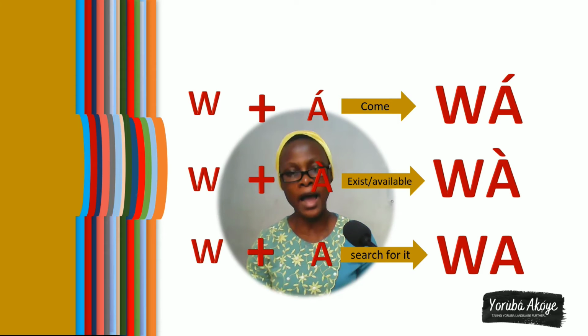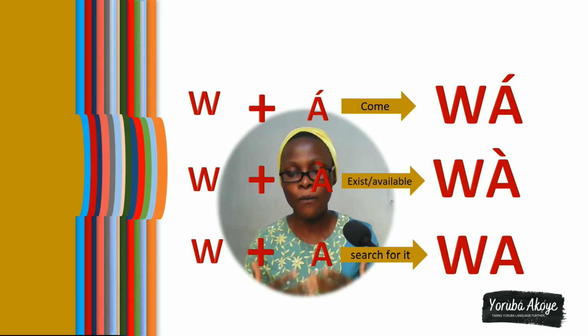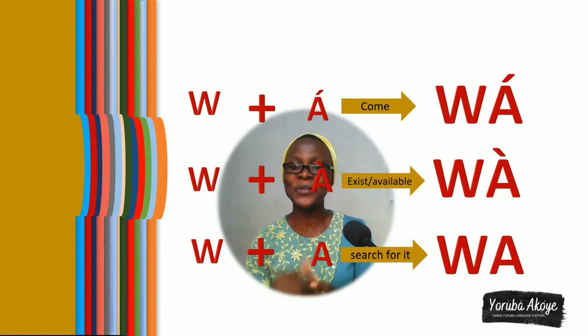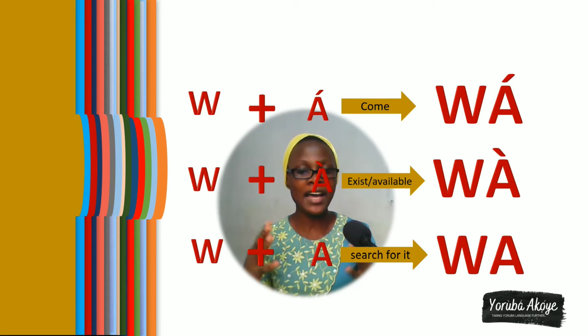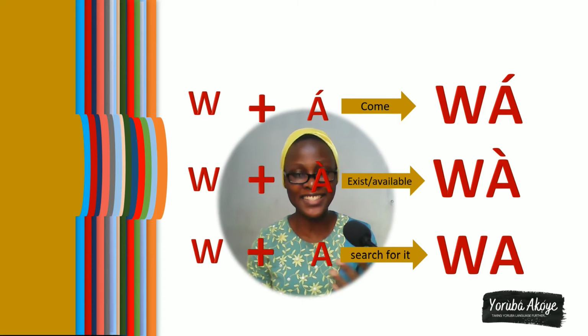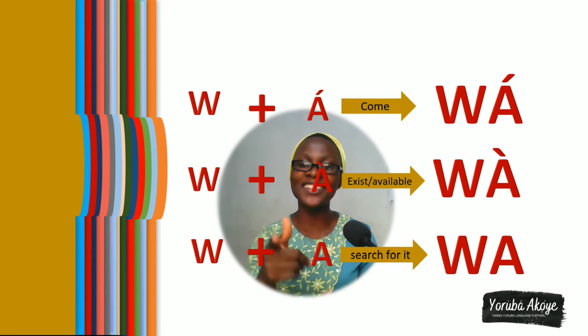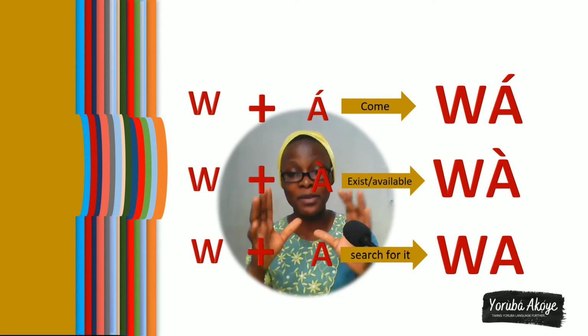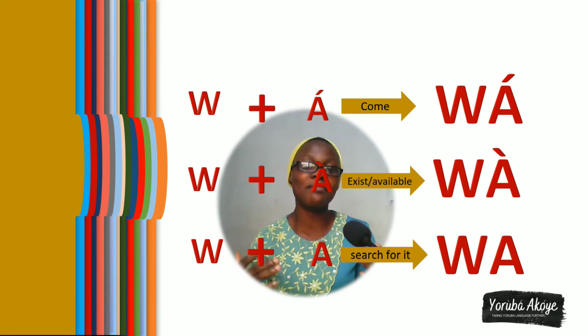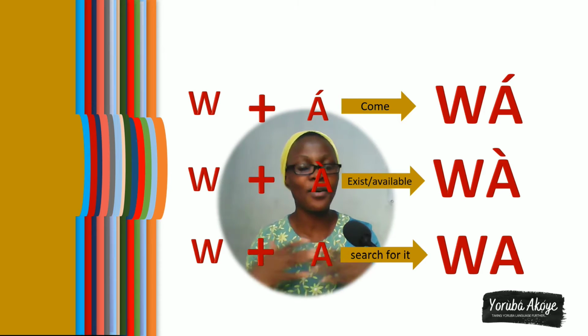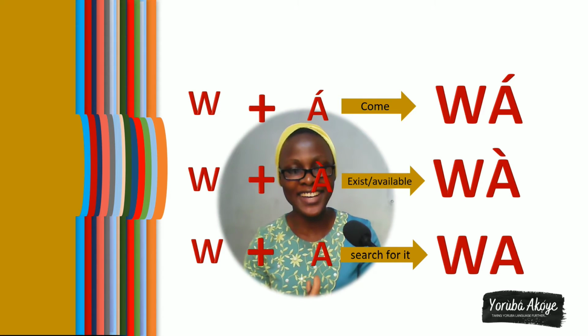It gives you a. So if you apply a and we, it gives you wa. Okay, wa. So this one on its own has its own meaning, and it could be used as a complete sentence, which means search for it. And we also have a word that looks exactly like this in the Yoruba pronoun system, and that word means we or us. All right, so we are going to get there gradually.